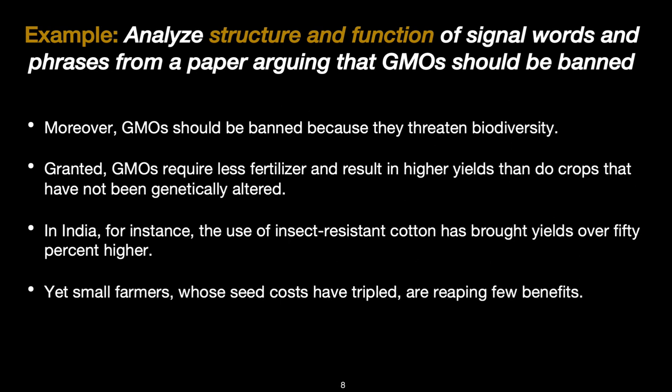So here's an example. I encourage you to pause the video and look at these four sentences for structure and function, trying to identify the signal words and phrases. Each sentence has one word or phrase, and explain what function or purpose those signpost words serve. So again, look towards the beginning of the sentences and see if you can figure out what they mean.